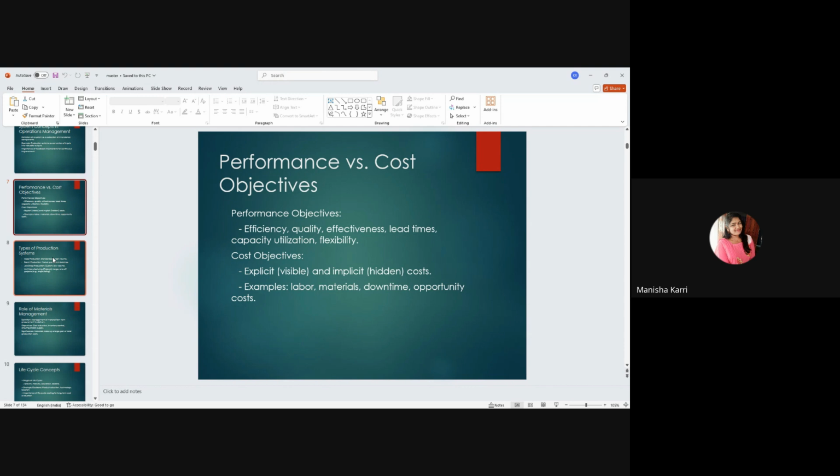Coming to implicit costs. In the implicit costs, opportunity cost is the potential profit lost when choosing one option over another. For example, if a factory chooses to make one product, it might lose out on the profit from producing a different product, right? This is nothing but opportunity cost, and maintenance cost. Generally, these might not be obvious upfront, but can add up over time, affecting the budget.